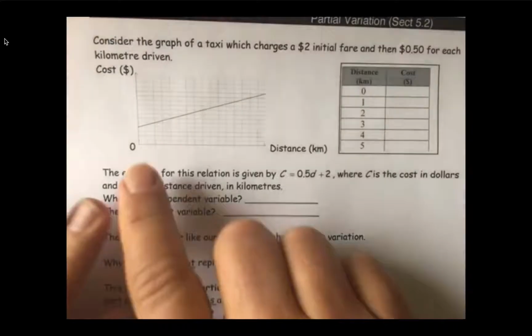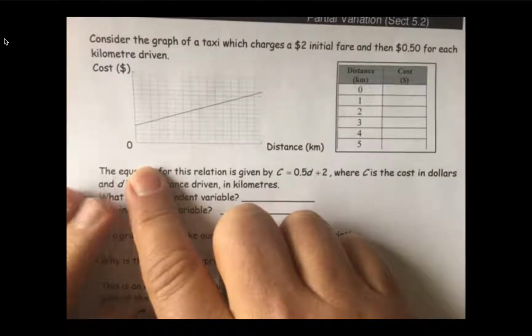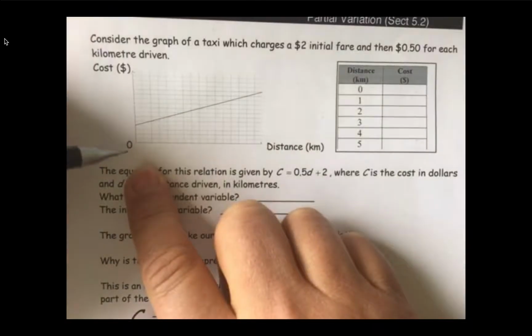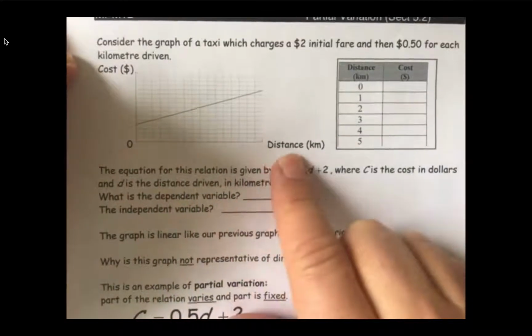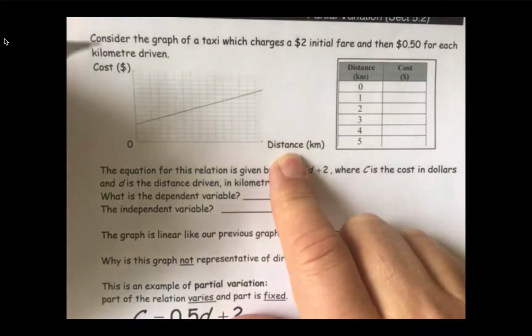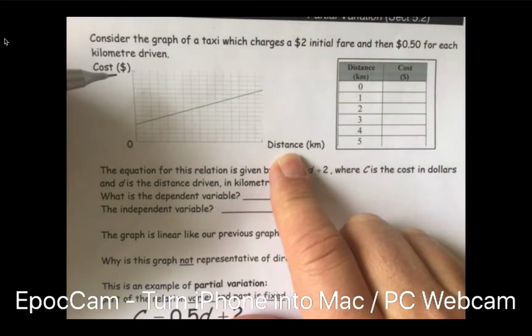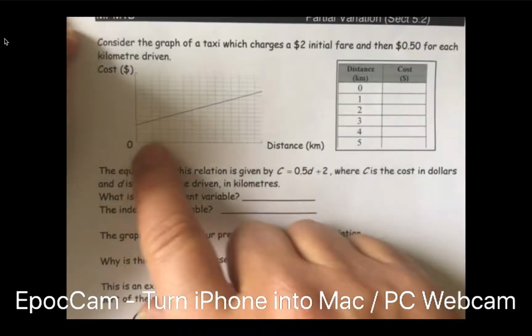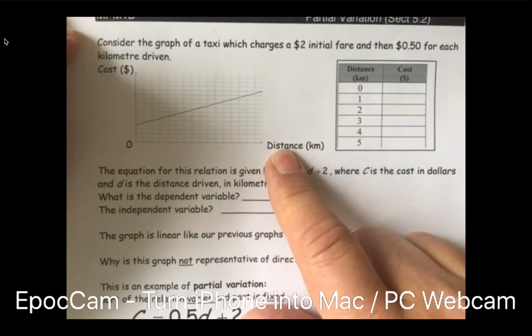And this graph right here is supposed to represent that. We have cost on the vertical axis and distance on the horizontal axis. If you remember, we say that the dependent variable gets graphed on the vertical axis and the independent variable gets graphed on the horizontal axis.